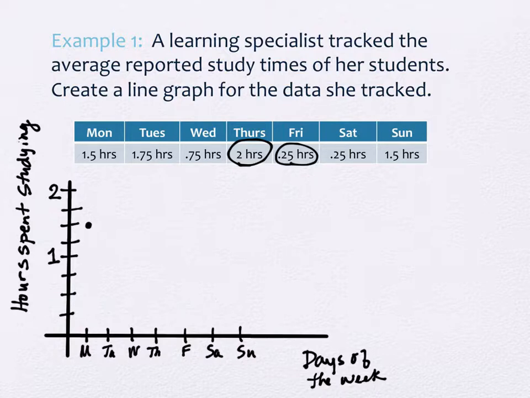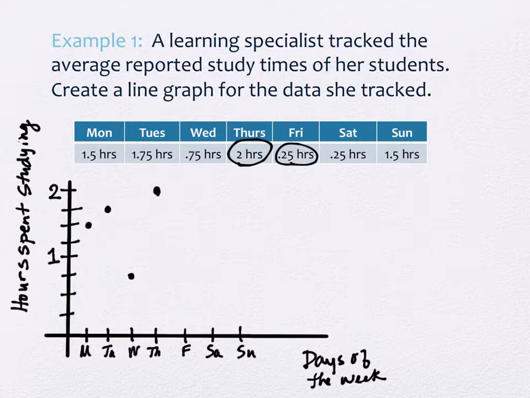On Tuesday, it's 1.75 hours. So just slightly higher. On Wednesday, it's 0.75 hours. On Thursday, it's 2 hours. Because you know everybody does tests on Fridays, right?